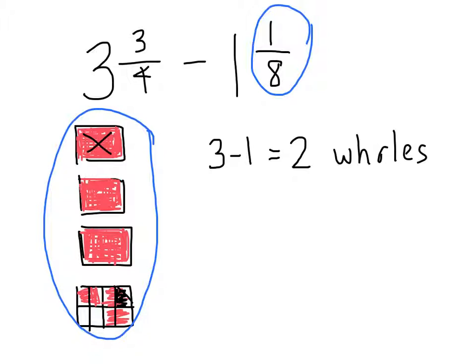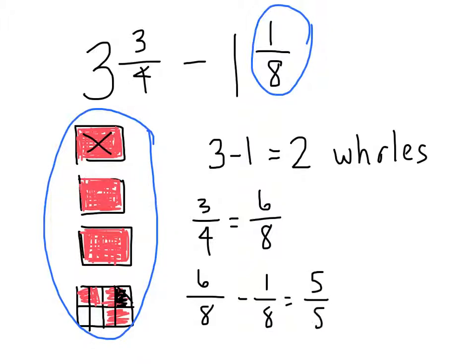And so what we did is we did our 3/4 and we made that into 6/8. Then we took our 6/8 minus 1/8 is 5/8. And then we need to put those together to get our answer. So we have 2 5/8.